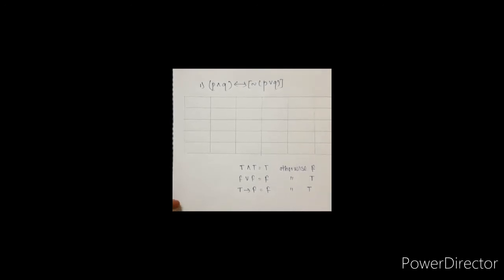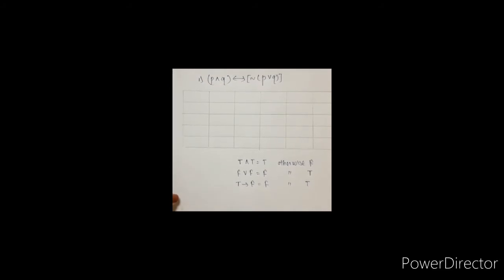And the last one was double implication, that is biconditional. In biconditional, if both are true, it is true, and even if both are false, then also it is true. Otherwise, it is false. Now, let's use this shortcut table to solve our example.